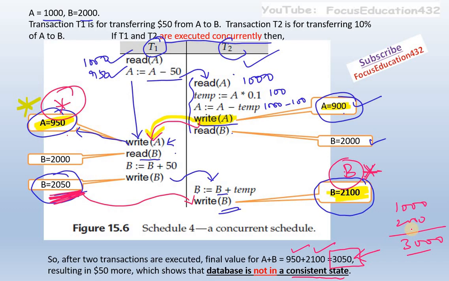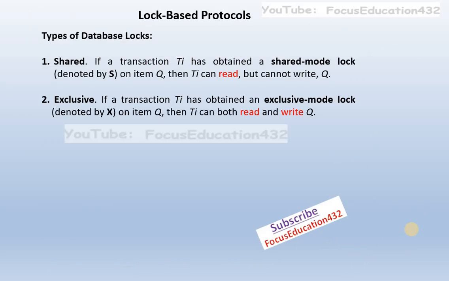So what should be the solution? When users are online, we have to use something known as logs, database logs. So now we see the next topic, log based protocols. There are two types of database locks. One is the shared lock. So what is the shared lock? If a transaction has obtained the shared lock, it can only read. Shared means it can only read and cannot write. Cannot write means it can only read the values from the database and no changes can be done to the database. Read only. That is shared mode lock.